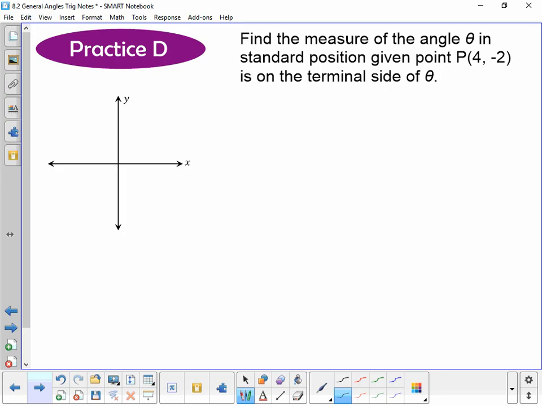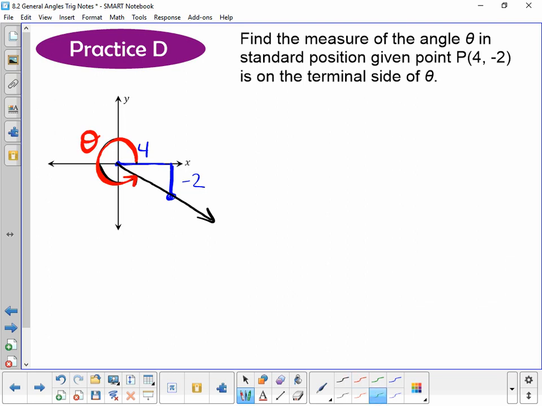Let's try just one more of those. This time, our terminal side is going to include the point (4, -2). If we think about our path from the origin to that point, we would go over 4 and down 2. Here's our point P. That would make the terminal side of theta this line, or ray, I guess. So the angle we're talking about is this very large angle. I'm going to draw it in red to make it more noticeable. This is theta.